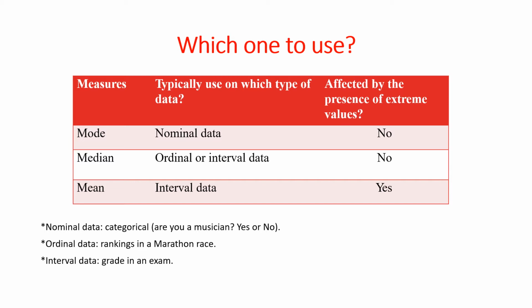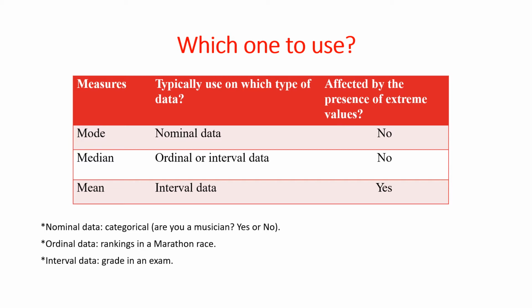On the other hand, when it comes to median and mean, median could be used with ordinal or interval data. The good thing about median is that it's not at all influenced by outliers. Mean is used when you have interval data. However, one disadvantage with mean is that it's highly influenced by outliers and extreme values.